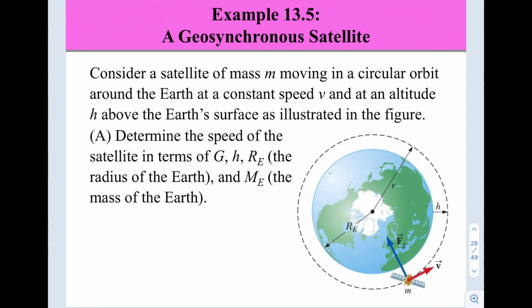Example 13.5, a geosynchronous satellite. Consider a satellite of mass m moving in a circular orbit around the Earth at a constant speed v and at an altitude h above the Earth's surface, as illustrated in the figure given. Part A, determine the speed of the satellite in terms of G, h, R_E, the radius of the Earth, and M_E, the mass of the Earth.